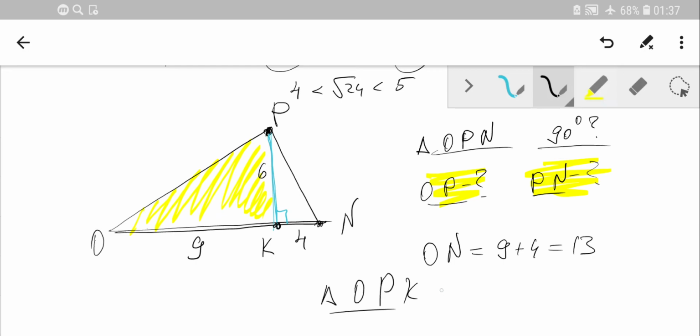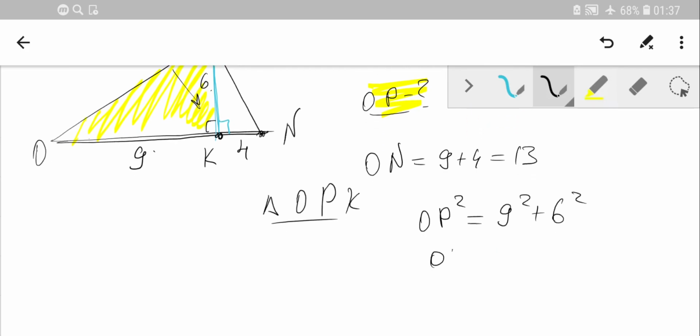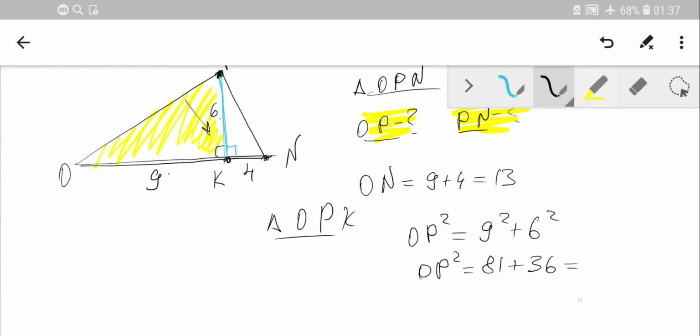So from the triangle OP, and say we mark the letter K, OPK, we know it's a right angle because PK is the height, so we can use Pythagoras, which looks like OP squared equals 9 squared plus 6 squared, because the longest side is always opposed to the 90 degrees angle here. Okay, so let's figure it out. So it's going to be OP squared equals 81 plus 36.